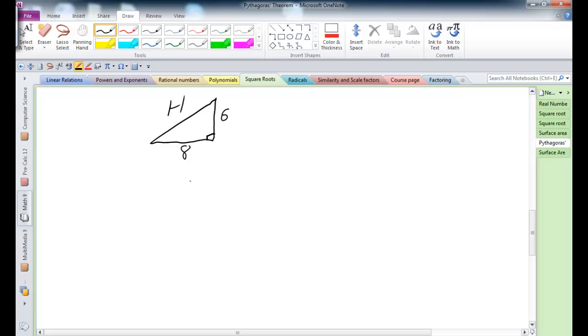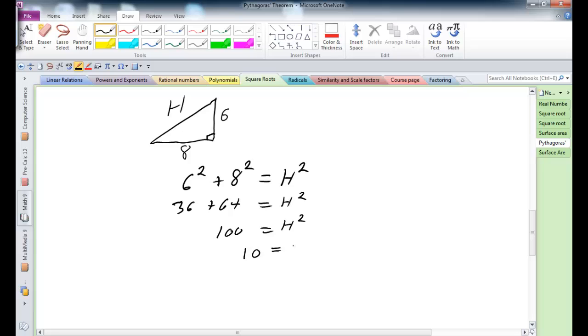So I set up Pythagoras' theorem like this. The length of one leg squared plus the length of the other leg squared equals the length of the hypotenuse squared. And I can work that out. I get 36 plus 64 equals the hypotenuse squared. And so I get 100 equals the hypotenuse squared. And so the length of the hypotenuse would be 10. And we use it to solve for the unknown side.